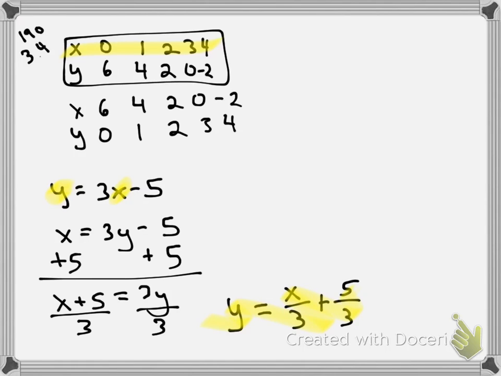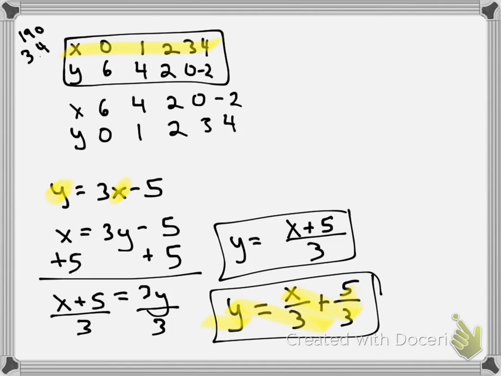If you wanted to leave it as y is equal to x plus 5 over 3 altogether, that's fine too. Both of these answers are totally acceptable, and that would just be your inverse function. Okay? Alright, let's go ahead and move on here.